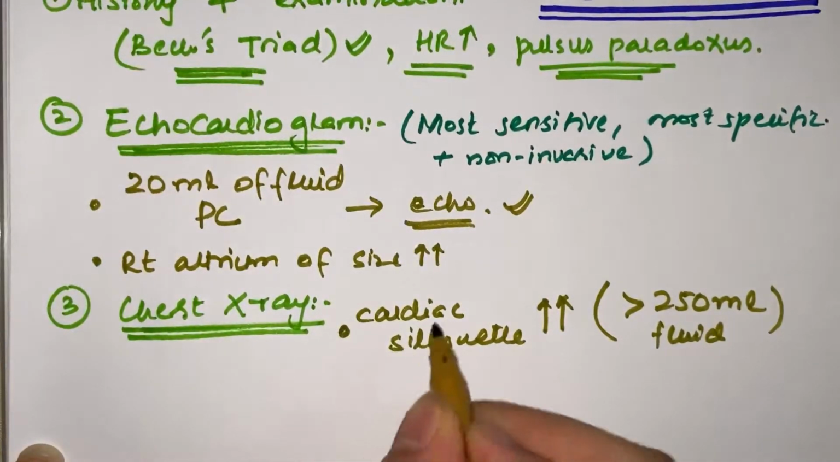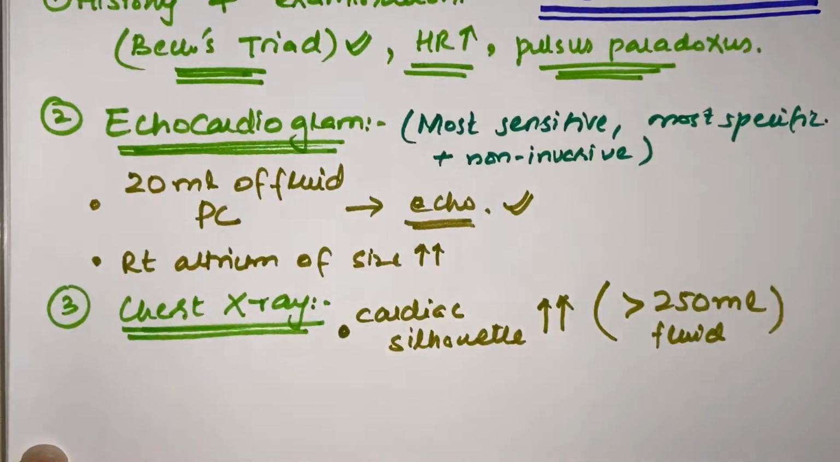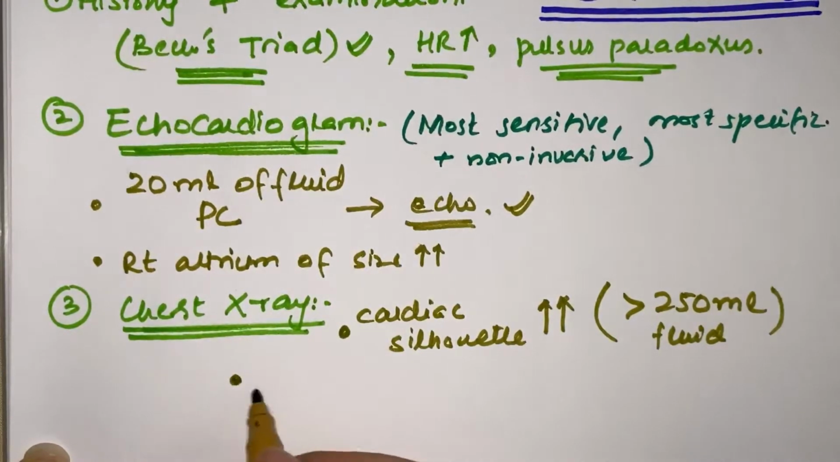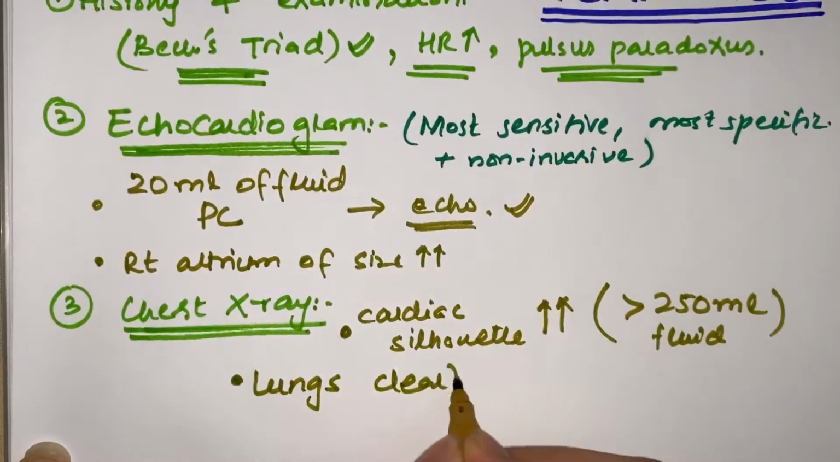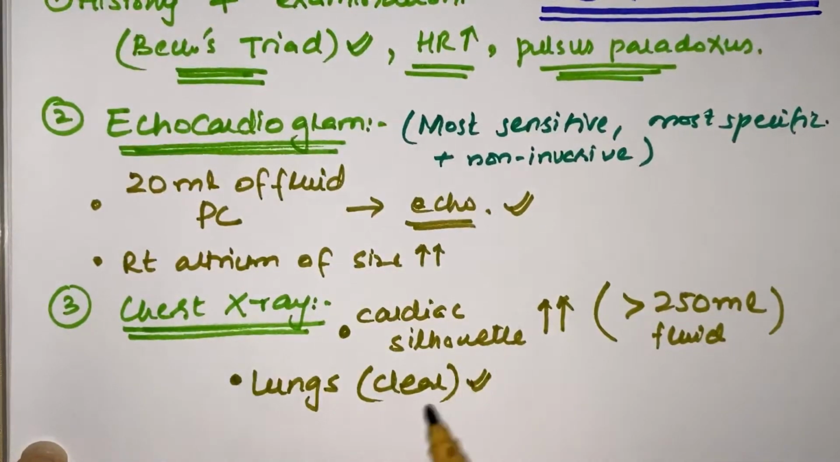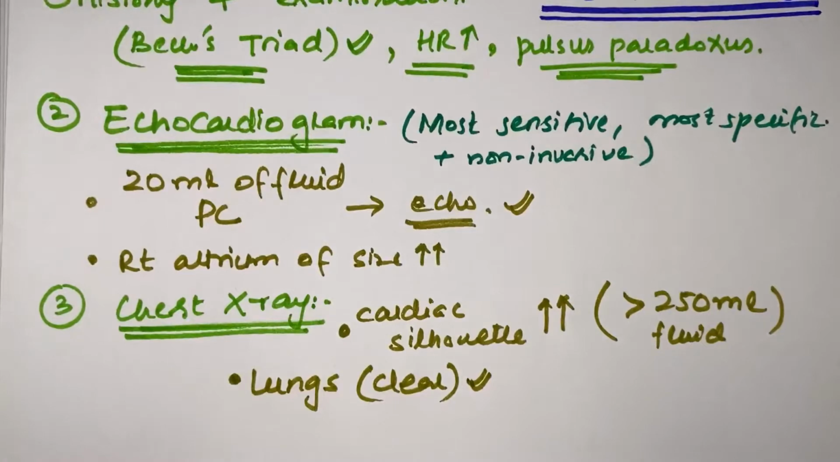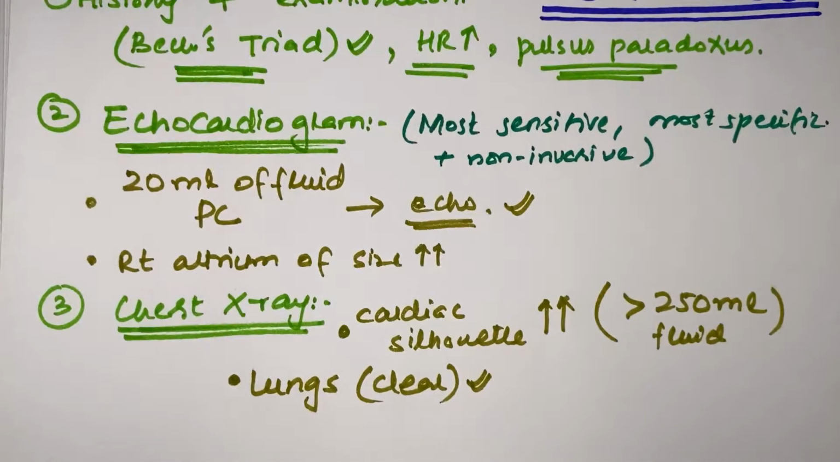And along with the status of our heart, what else can we see on x-ray? We can see the lungs. In this case there will be clear lung fields. These two together bring a very good suspicion that the patient can have cardiac tamponade, and they confirm this diagnosis too, though more commonly it is confirmed by the echocardiogram.